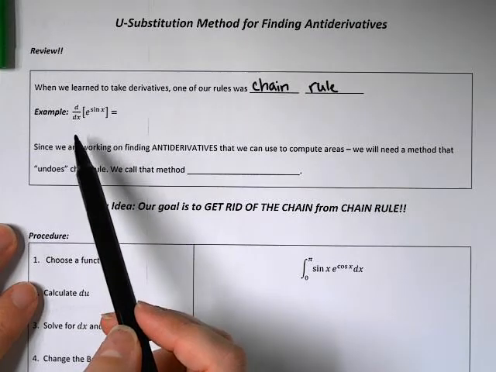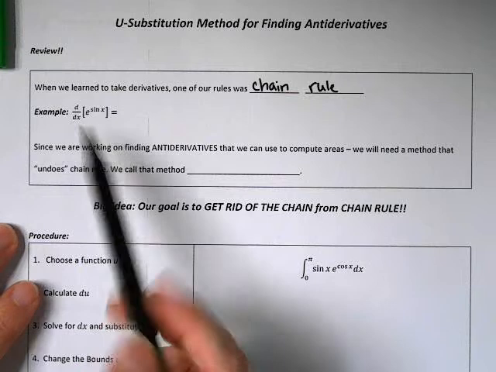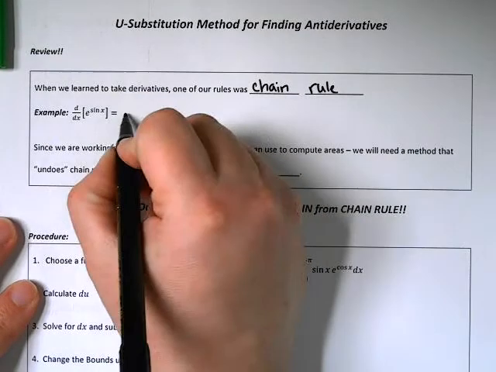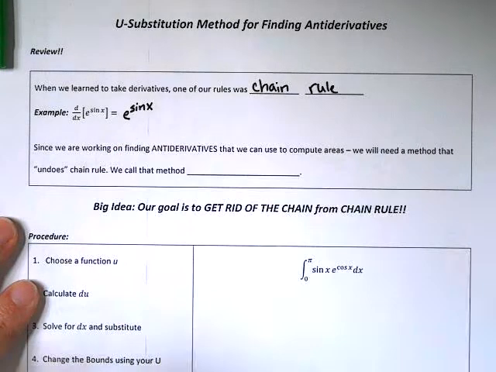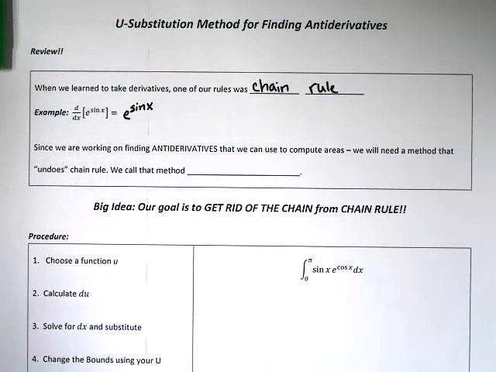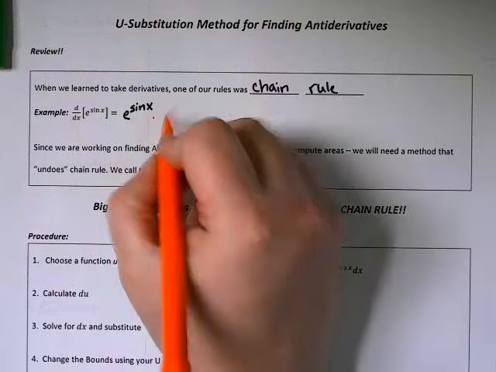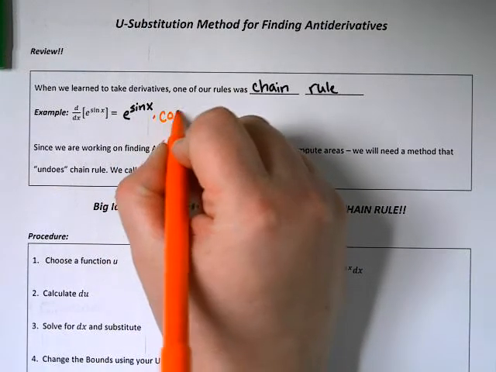We want to take the derivative of e to the sine of x. So what we want to do is think about how to take the derivative of e to some power. We know that that's just itself, so e to the sine of x. And then we need to multiply by the derivative of sine. That's where the chain comes in. So we're going to multiply by the derivative of sine, which is cosine of x.